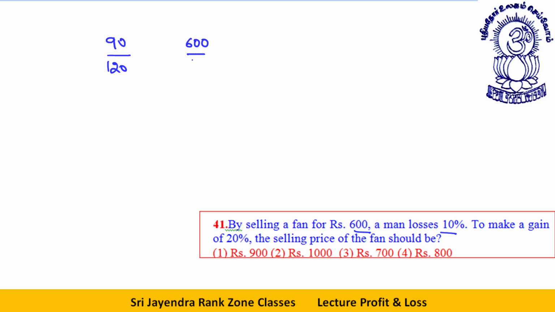120. 120 corresponds to X. Directly done. This is 3 is to 4, this must also be 3 is to 4, that will be 800. Or if you want to still solve, 600 into 4 by 3, that is x will be 800 rupees. Quite easily done. Okay.